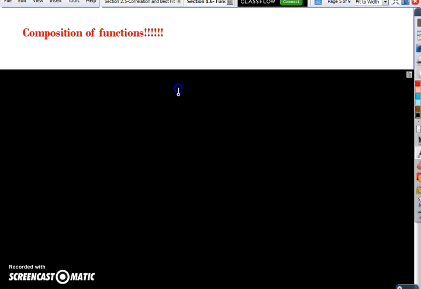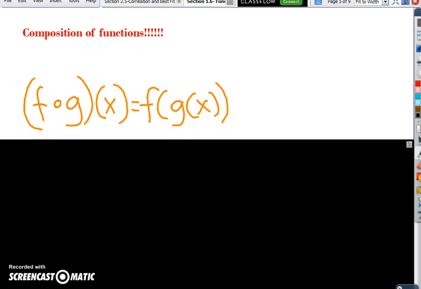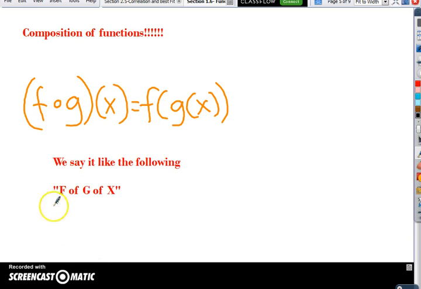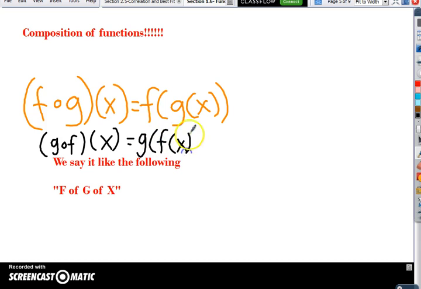Now it looks a little weird. It looks like the word fog of x, or as we say, f of g of x. You could also, by the way, have good old-fashioned GOF, as some people like to say, which is just, ready for this, g of f of x. You could have either one, and we're going to do both right now.